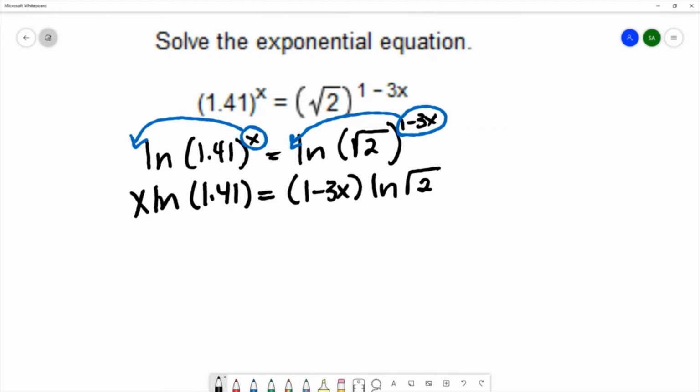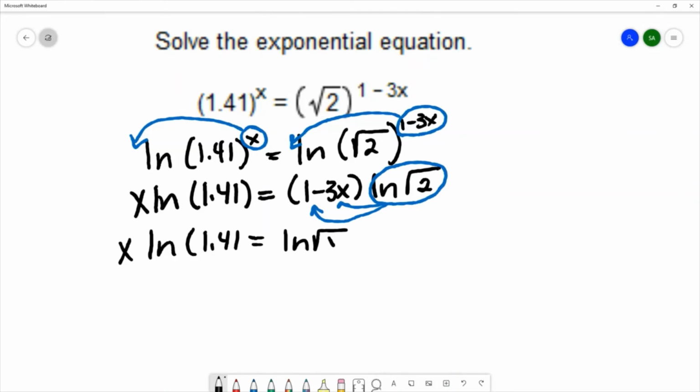On the right-hand side, I'm going to use the distributive property and distribute this natural log square root of 2 to both terms inside the parentheses. This gives me x natural log of 1.41 equals natural log square root 2 minus 3x natural log square root 2.